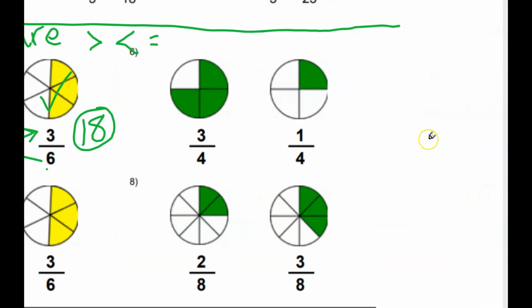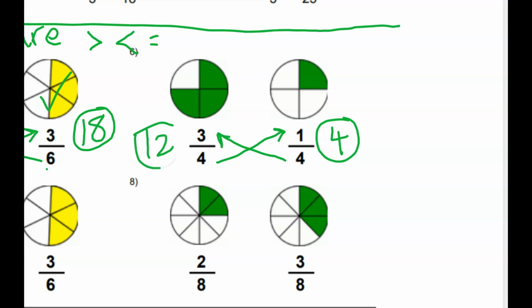Let's compare 3/4 and 1/4. Think in your head, which one is larger by looking at the pictures. Let's use the butterfly method, cross multiply, to figure out which one is larger. 4 times 1 is 4. 4 times 3 is 12. Which fraction is larger? 3/4.